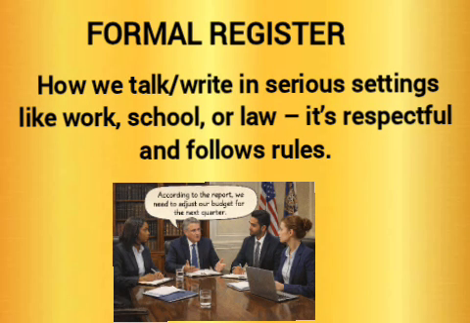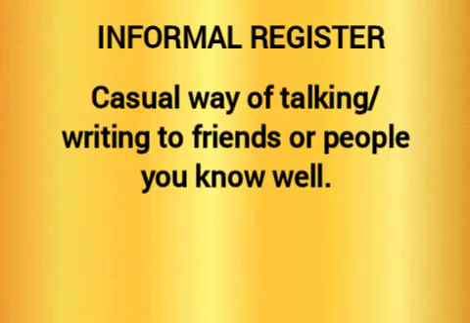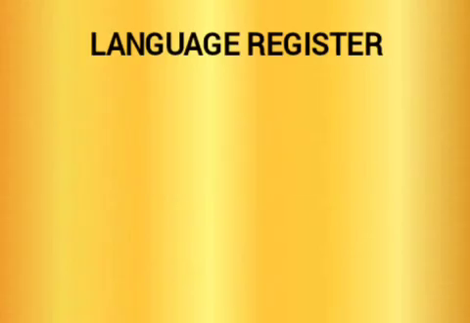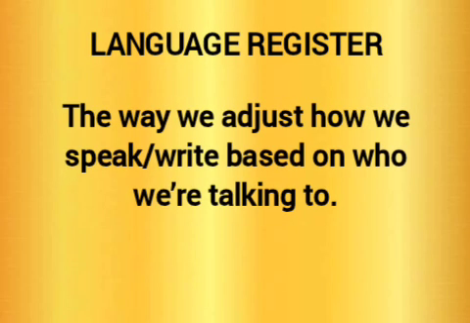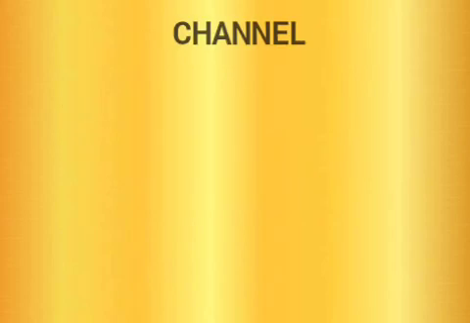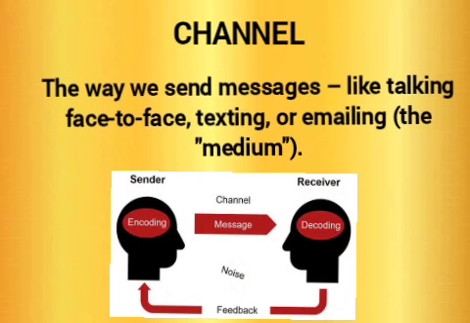It's respectful and follows rules. Informal register: casual way of talking and writing to friends or people you know well. Language register: the way we adjust how we speak and write based on who we're talking to. Channel: the way we send messages, like talking face to face, texting, or emailing. The medium.